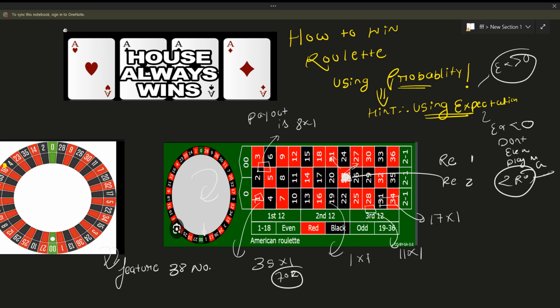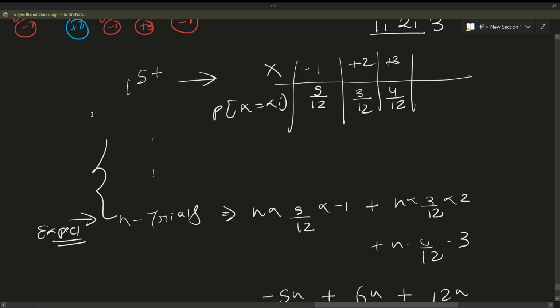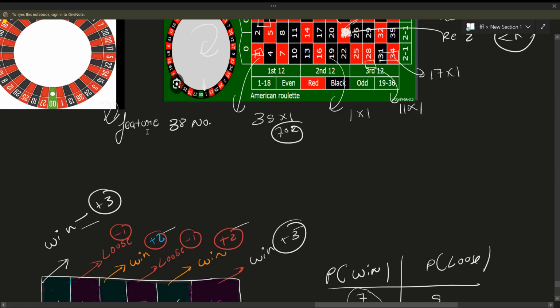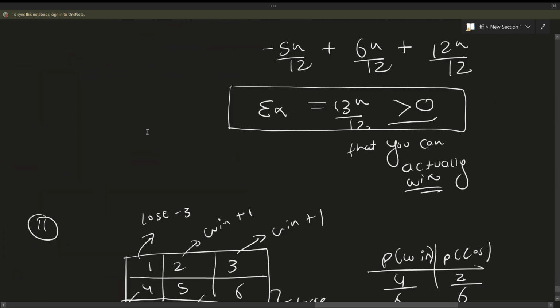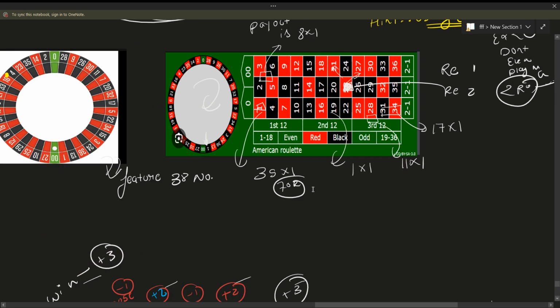They calculate expectation for which set the expectation is high, whether it's positive or negative. If it is positive, there are more chances that you can win. But if it is negative, the casino always wins. So they always say the house always wins. This is the logic behind our roulette, how roulette is played. I hope you got my point. We only use expectation to calculate everything that we did here. Thank you.